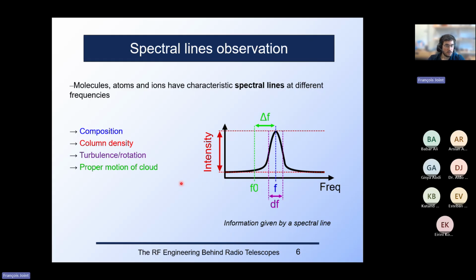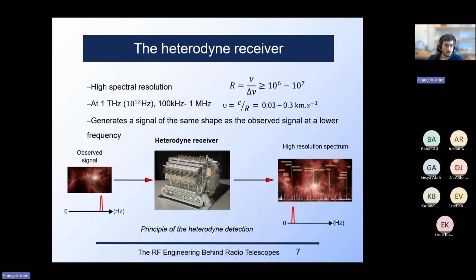And that's about it for understanding basically a spectrum from radio astronomy. So to get this kind of spectrum, astronomers use a heterodyne receiver. A heterodyne receiver provides the highest spectral resolution in the instrumentation, in the 10^6 to 10^7 range. Usually we use velocity, as I mentioned, so it's just a conversion of the spectral resolution into velocity in kilometers per second.